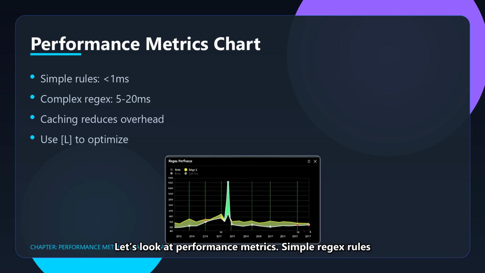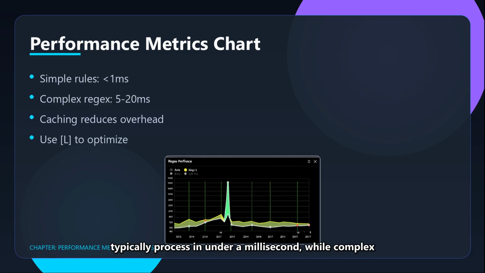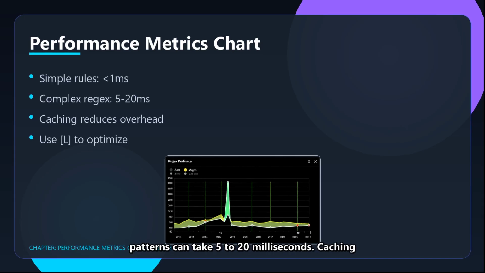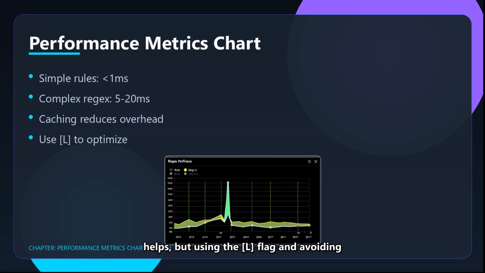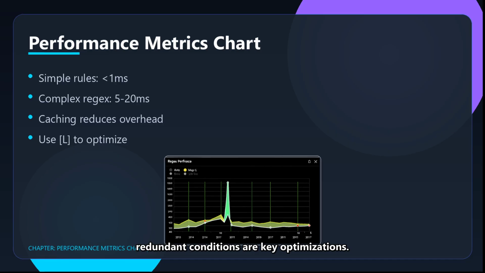Let's look at performance metrics. Simple Regex rules typically process in under a millisecond, while complex patterns can take 5 to 20 milliseconds. Caching helps, but using the L flag and avoiding redundant conditions are key optimizations.